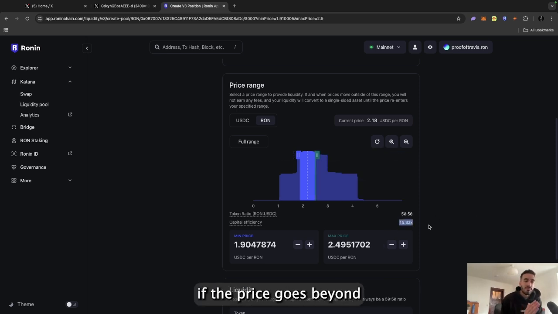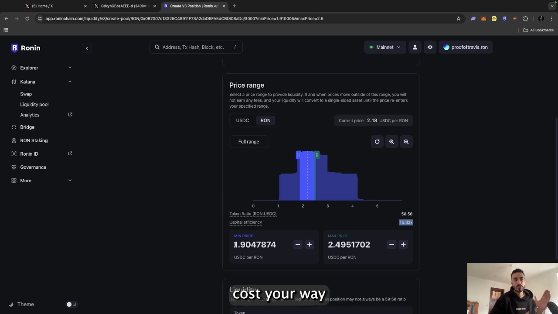The problem is if the price goes beyond your range, you stop earning fees. So in this case, I have $1.90 at the bottom, $2.50 at the top. If RON goes to 255, I actually stop earning fees. If it drops under 190 to 185, I stop earning fees. And on top of that, the term impermanent loss, if you're familiar with it, also gets amplified. So what do I mean by that? If the price goes below $1.90 in this RON USDC pair, you actually have all your USDC converted into RON.